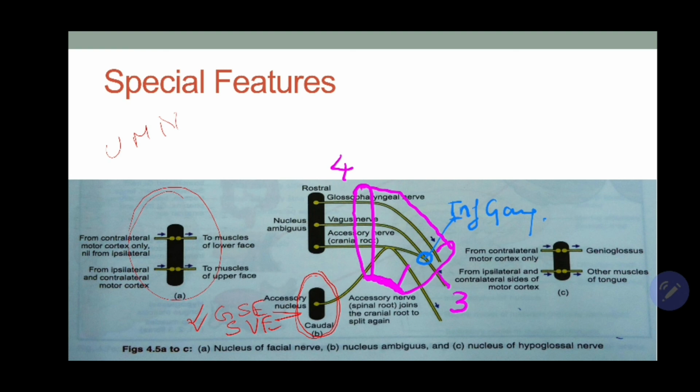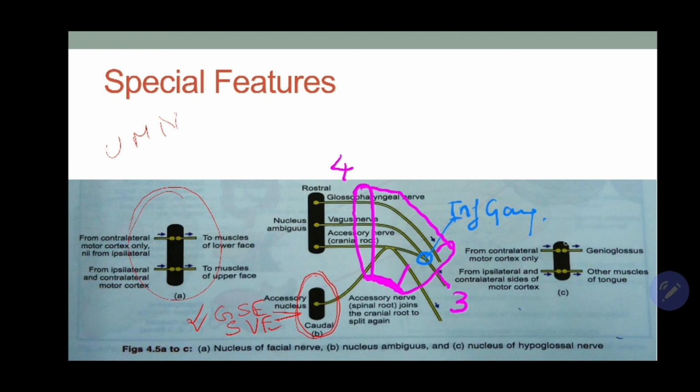This is the vago-accessory complex. Okay, then another important thing is about the hypoglossal nerve nucleus. It is a general somatic efferent nerve nucleus placed most medially in the medulla. It's also an elongated nucleus. Now here it is somewhat the same thing which was happening in the facial nerve nucleus, right?